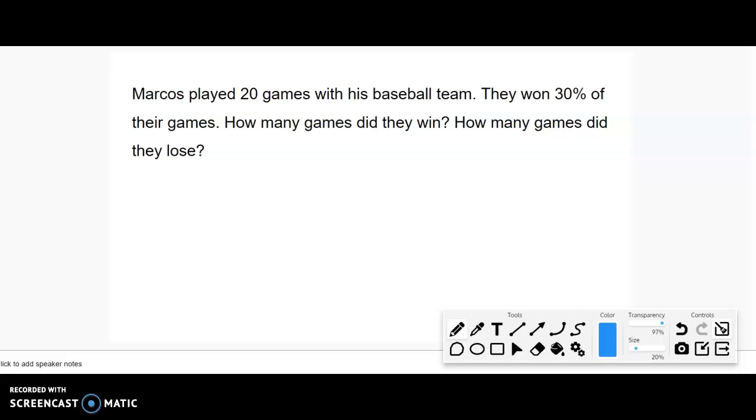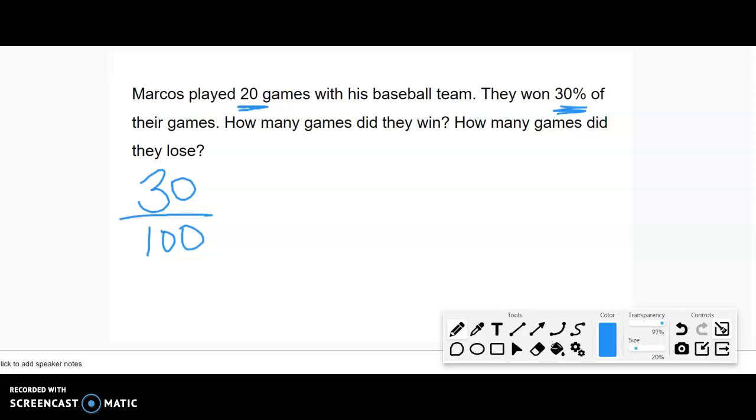All right, last example. Marcos played 20 games with his baseball team. They won 30% of their games. How many games did they win? How many games did they lose? Well, if he played 20 games, okay, we can keep that in mind. They won 30% of them. All right, well, let's turn a percent into a fraction because that's often more helpful.